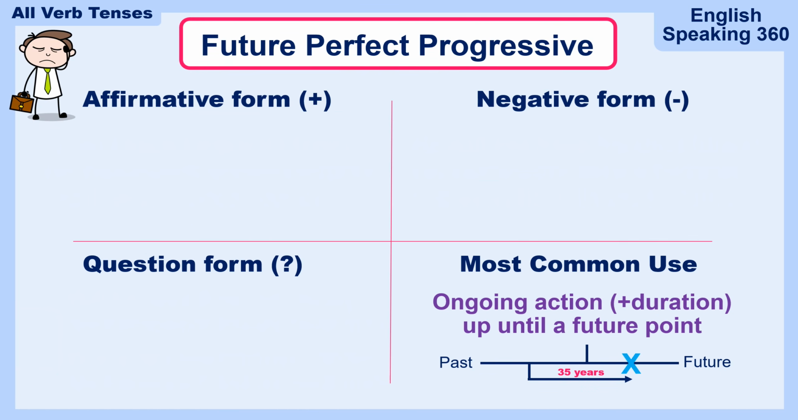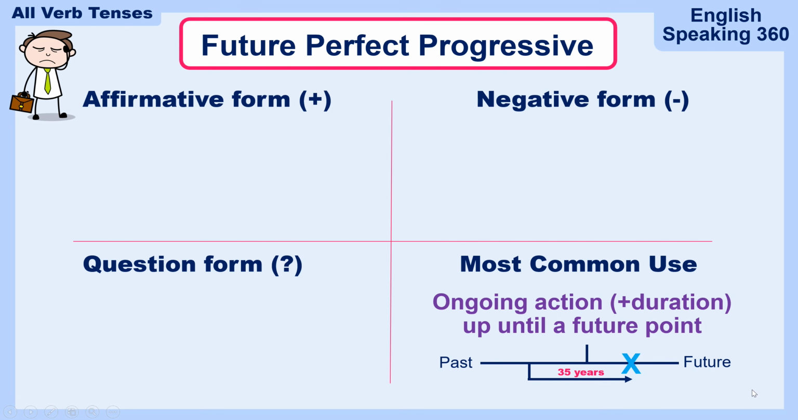Last but not least, the future perfect progressive. That is used for an ongoing action, including the duration up until a future point. Now, it's important to note that here I made the action start in the past, but the action could also be starting in the future. That's also a possibility, to start here and continue into the future.